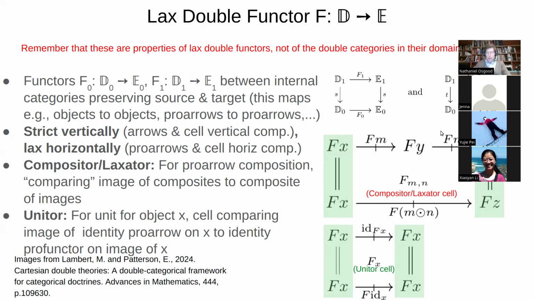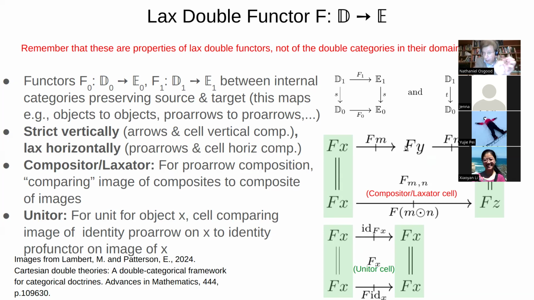But here, when we consider the composition of two cells, the image of the composites is not merely isomorphic. It's not guaranteed to be isomorphic to the composite of the images. So again, F is this double functor. Rather, it's only guaranteed to have a morphism from this composite of the images to the image of the composite horizontally. So this is for composition of two arrows.